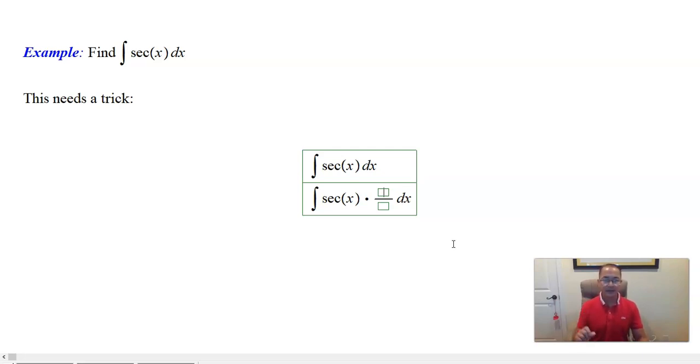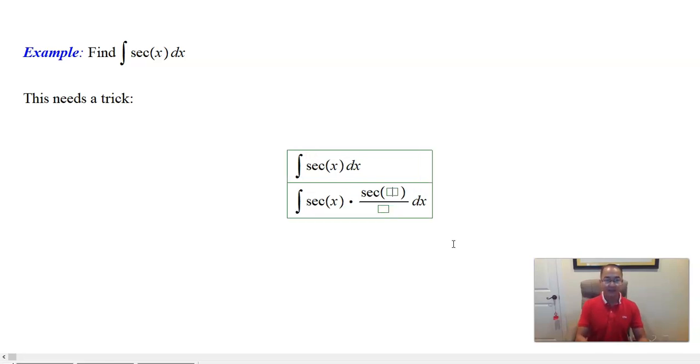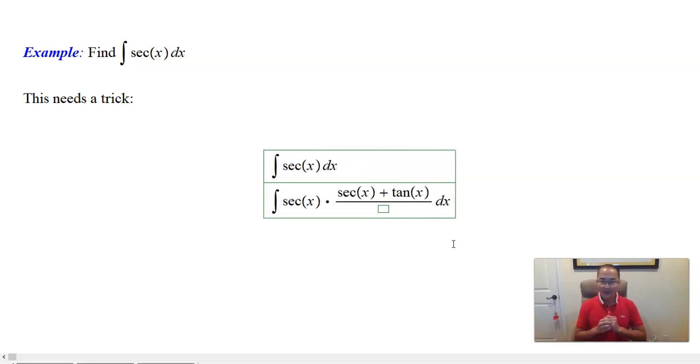Secant. So here's the trick. We need a trick. It's sort of like rationalizing. We're going to multiply and divide by the same thing. In this case, that same thing is secant plus tangent. Why is this a good idea? Because if we distribute the secant that we have with secant plus tangent, we get secant squared plus secant tangent. And those should sound familiar.